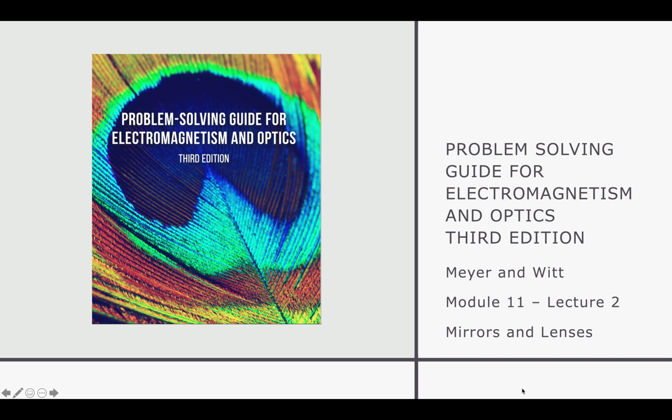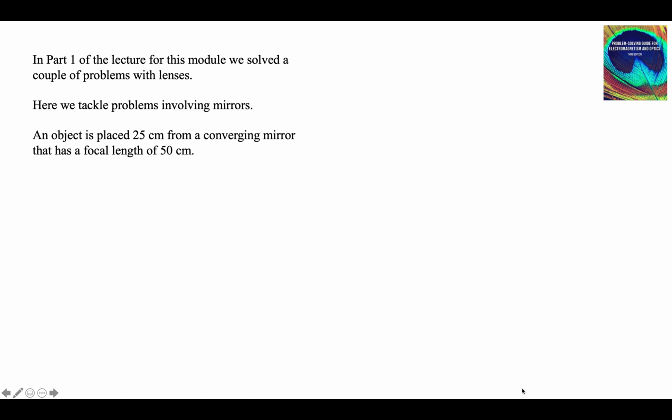In Module 11 in the book Problem-Solving Guide for Electromagnetism and Optics, Mirrors and Lenses. In the first lecture, we focused on lenses. Here we're going to do a couple of problems with mirrors. Here's a good one. An object is placed 25 centimeters from a converging mirror.